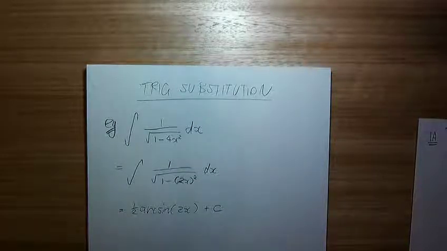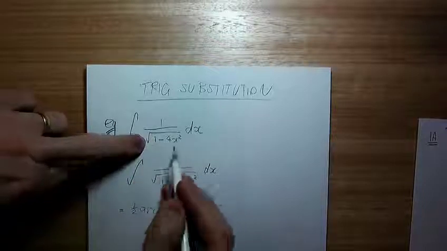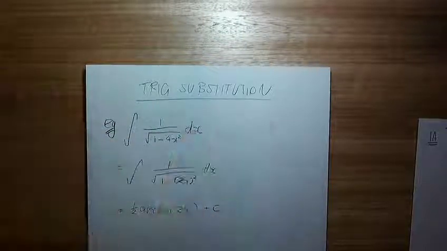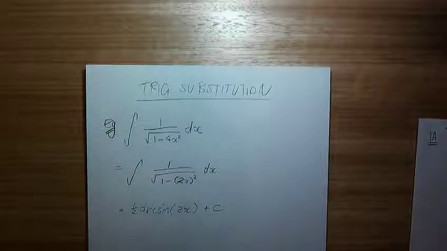So while it may look like it's the sort of thing that trig substitution works for, something Pythagoras-y, it's got something and something squared and a root, I don't need trig substitution for it. I can just do it.